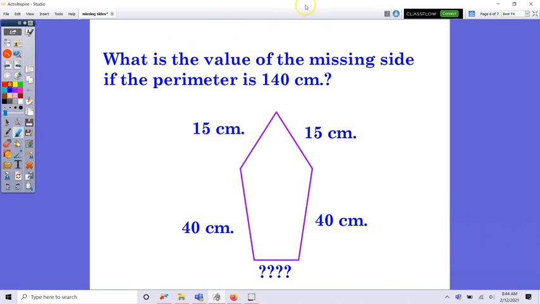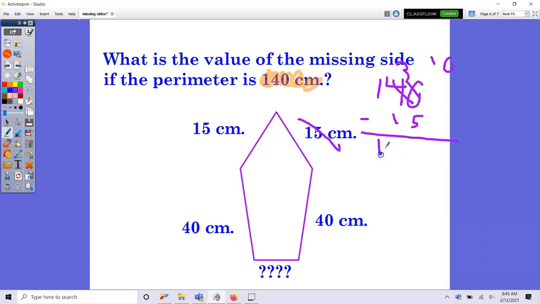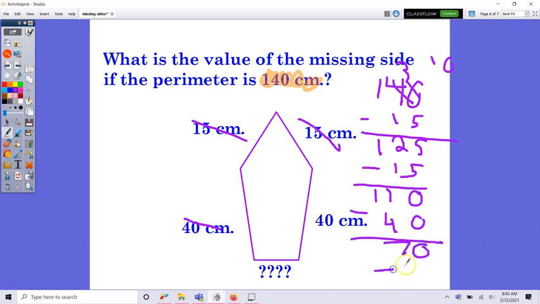This is a pentagon. And when I have a pentagon, there are 5 sides, and this problem says that my perimeter is 140 centimeters. I'm going to use repeated subtraction to find the length of my missing side. So I have 140 minus 15, which is the length of a side. And when I subtract, I find that it is 125. Then I'm going to subtract another 15, and I'm going to get 110. And then I'm going to subtract 40, which would get me 70. And then I'm going to subtract 40 again, which will get me the length of my missing side as 30 centimeters.